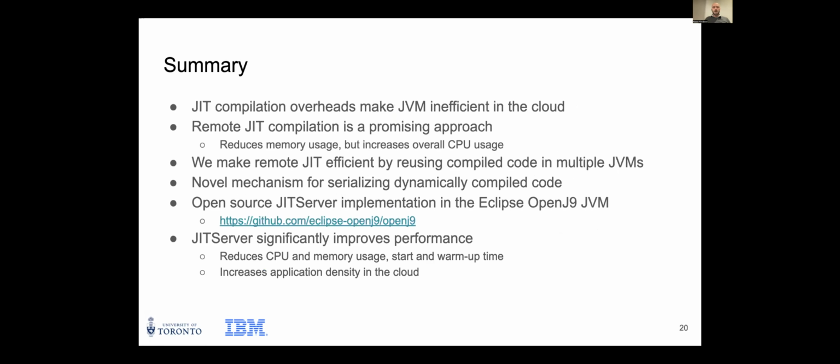To summarize, JIT compilation overheads make managed runtimes such as the JVM inefficient in the cloud, and the promising approach that we explore in our work is remote or disaggregated JIT, which reduces memory usage but can increase overall CPU usage. We solve that problem by reusing compiled code across multiple JVMs. The core of this mechanism is serializing dynamically compiled code. This is implemented in open source in the Eclipse OpenJ9 JVM and the JITServer product, so you can try it out. It significantly improves performance, reduces CPU and memory usage, start and warm-up times, and increases application density in the cloud. Thank you for listening. I'll take questions.